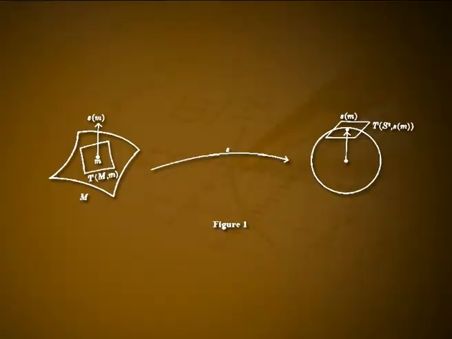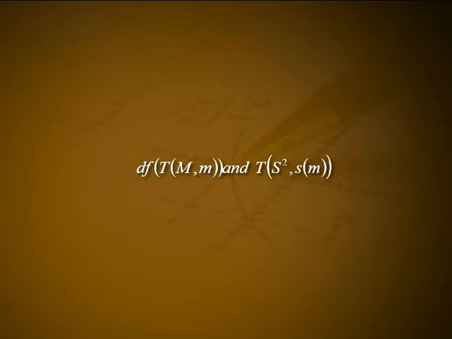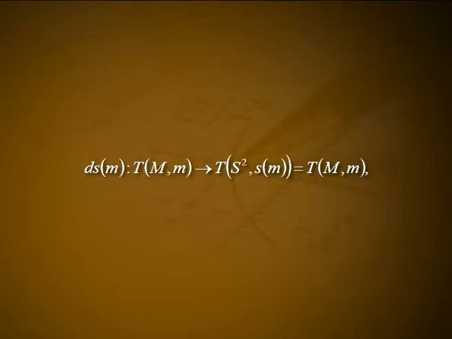Identifying T R3 at f(m) with R3 in the usual way, we may regard S(m) as a point in S2. See figure 1. We shall find it convenient to identify T_m M with df of T_m M. Furthermore, since df T_m M and T S2 at S(m) are the same subspace of R3 under the usual identification of the tangent spaces to R3 with R3, we shall identify T_m M and T S2 at S(m). Then dS(m) maps from T_m M to T S2 at S(m), which is equal to T_m M. So dS(m) is a linear transformation from T_m M into itself.